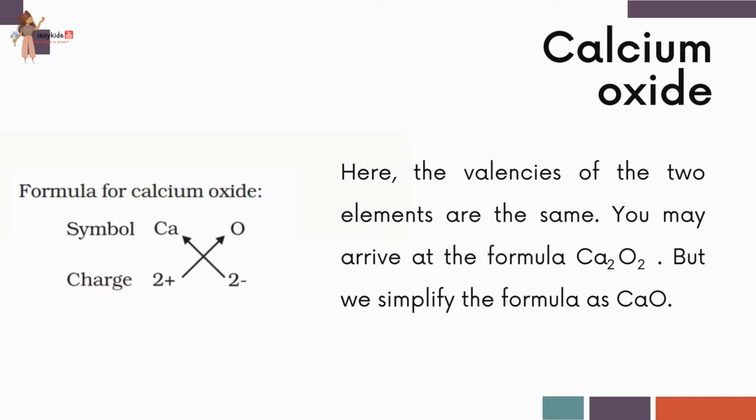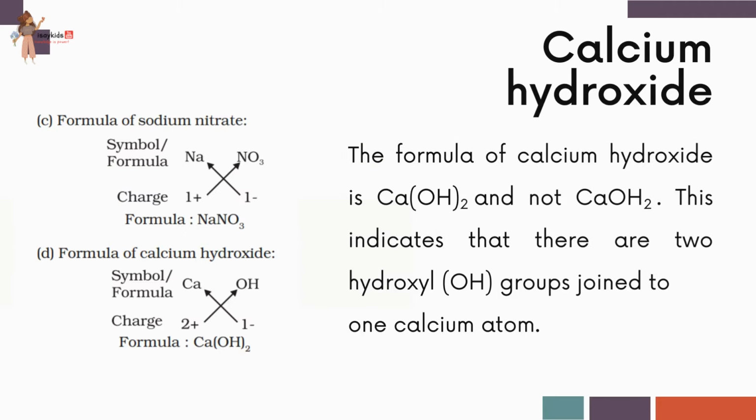Calcium oxide. Here, the valencies of the two elements are the same. You may arrive at the formula Ca2O2, but we simplify the formula as CaO. Note that the formula of calcium hydroxide is Ca(OH)2 and not CaOH2. We use brackets when we have two or more of the same ions in the formula. Here, the bracket around OH with a subscript 2 indicates that there are two hydroxy groups joined to one calcium atom. In other words, there are two atoms each of oxygen and hydrogen in calcium hydroxide.